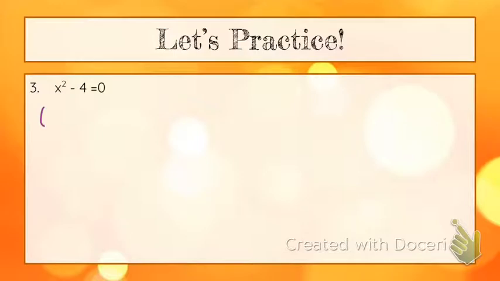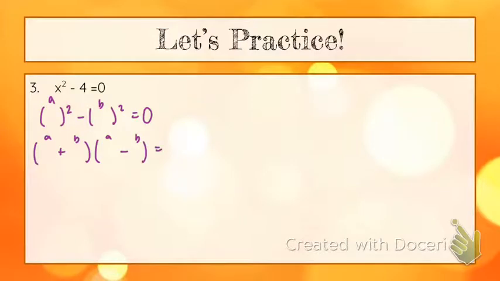So we learned that a squared minus b squared can be factored to a plus b times a minus b. Okay, so we know how to factor these. What can I square to get x squared? I can square x. What can I square to get 4? 2. So a is x, so everywhere there's an a, we put an x, and b is 2, so everywhere there's a b, we put a 2. So congratulations, you factored this equation.